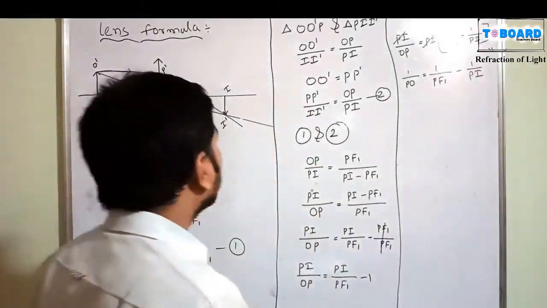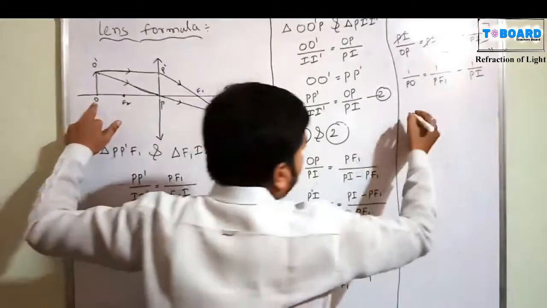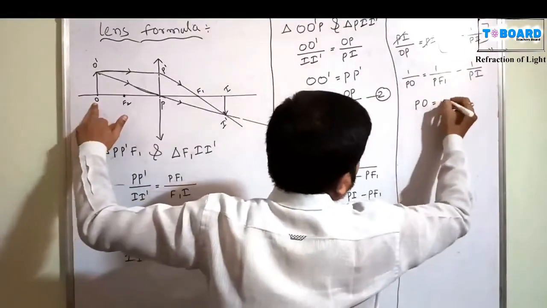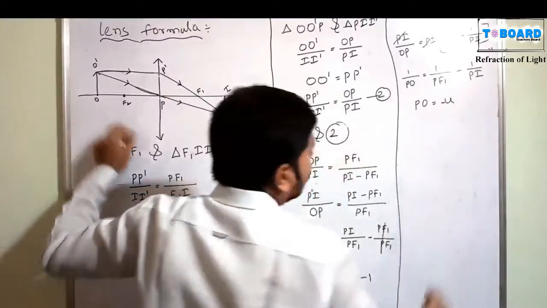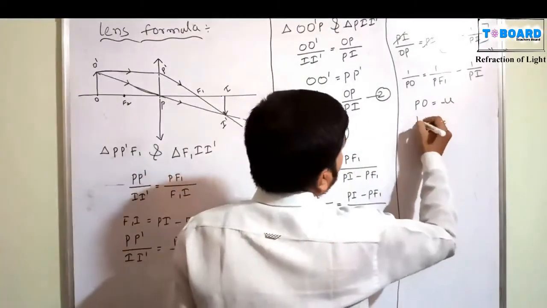So what is PO? Now PO is the object distance. That's why I am going to write PO is equal to minus u. Why? According to the sign convention, there is a minus u.